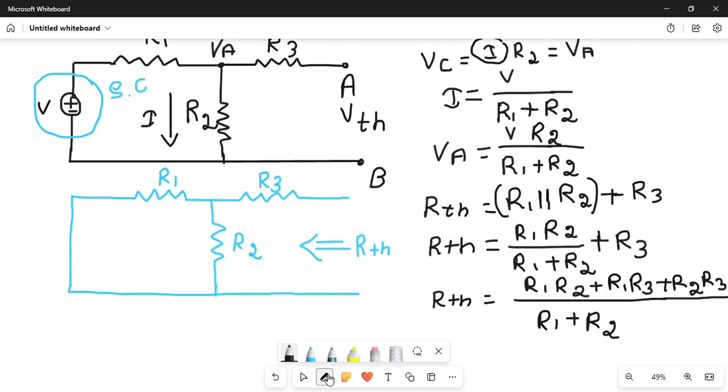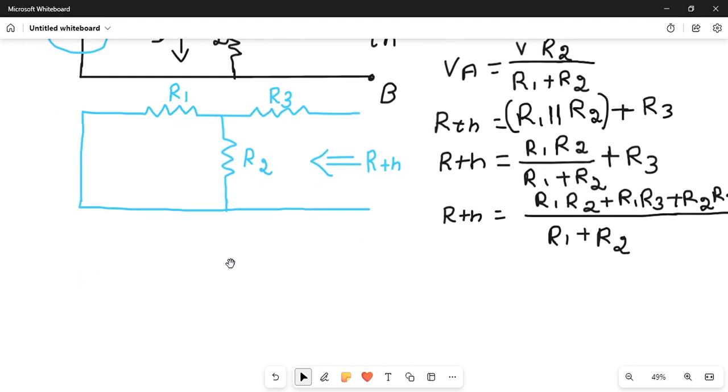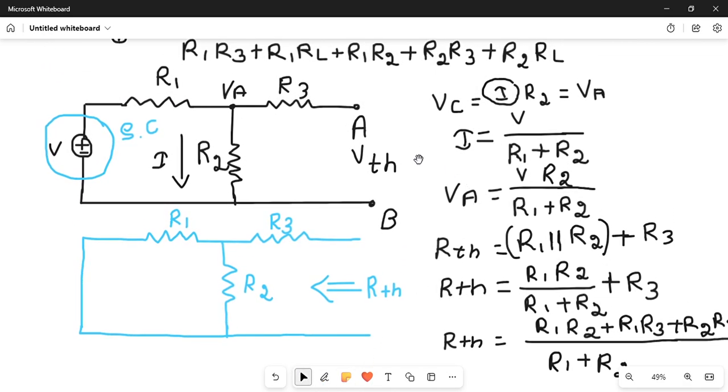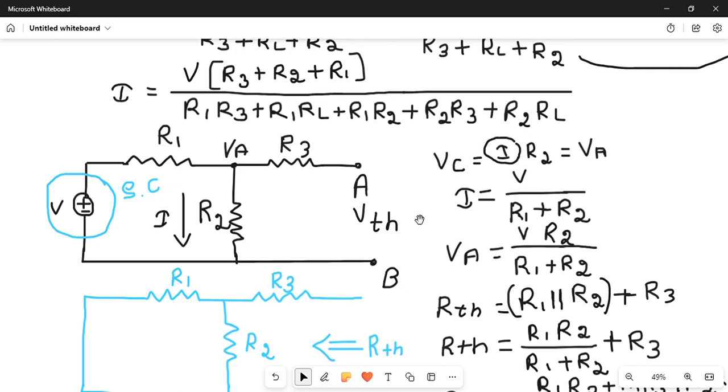Now what I'm supposed to do is find out IL, the load current. Just a minute. So here we only found out the equivalent VTH, right? We only found out VA, which can also be called VTH. This VA is also taken as VTH. So we found VTH and RTH now, but I did not write the formula for IL anywhere.